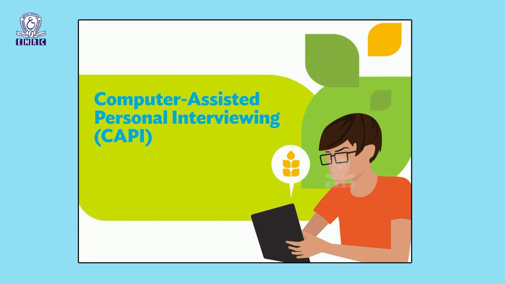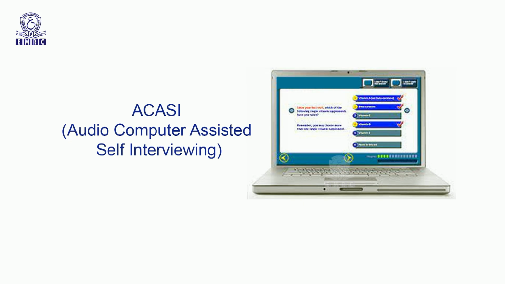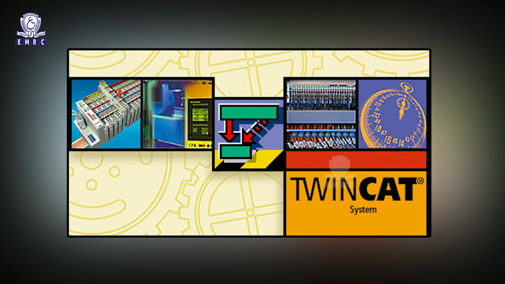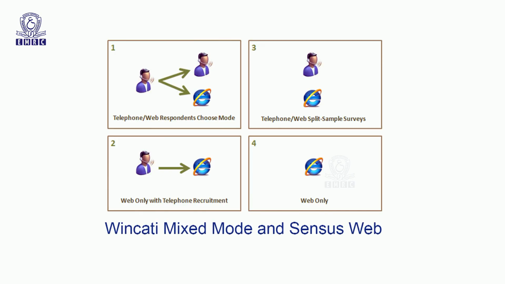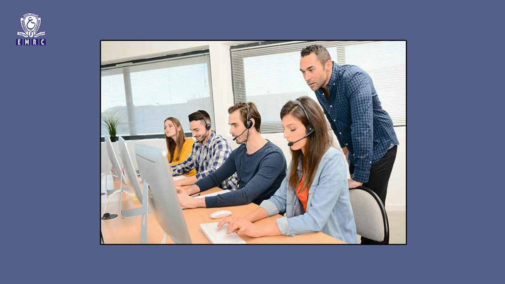They are CAPI or Computer Assisted Personal Interviewing, CATI Computer Assisted Telephone Interviewing, ACASI, that is Audio Computer Assisted Self Interviewing, WIN-CATI system, WIN-CATI mixed mode and Census Web and many more to cite here. CATI system is used to conduct telephone interviews to gather data from a number of respondents scattered all over the world. In these systems, computers are used to automate the activities done in the formal interviewing. In simple words, computers are used to conduct surveys.